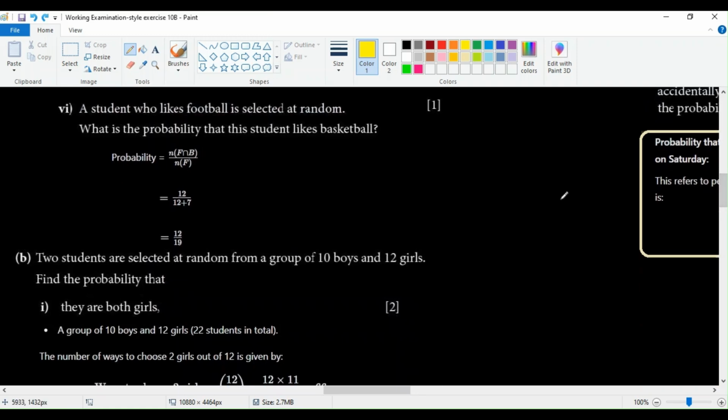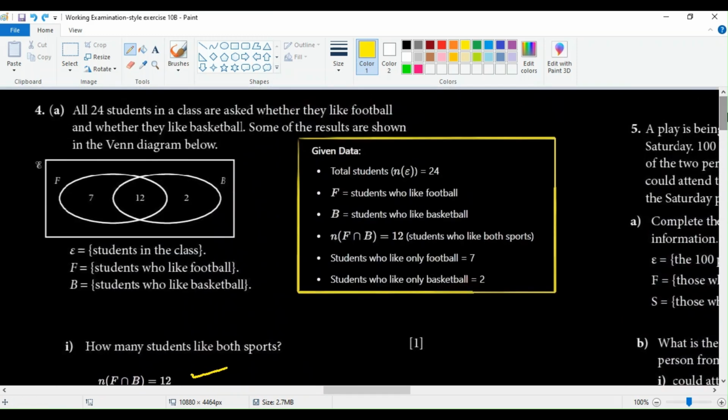Now comes part 6. A student who likes football is selected at random. What is the probability that this student likes basketball? So in here, 12 students out of 19 students is going to be 12 over 19. 12 you can see from here, 12 you can see from here, and altogether it's going to be 19.